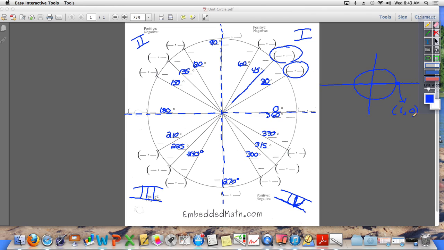So if this is the point 1, 0, what is the value of the point up on the top? The x value would be 0, the y value would be 1. So right here we have 1, 0. Up here on the top we have the point 0, 1. On the left we have negative 1, 0. What about over here on the bottom? This point right here has an x value of 0, and a y value of negative 1. So this is the point 0, negative 1.